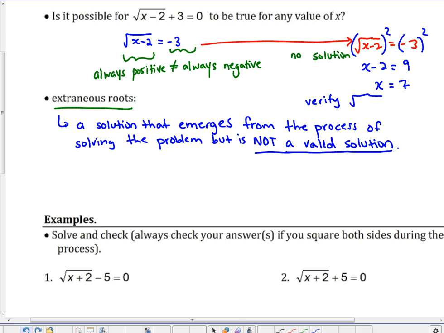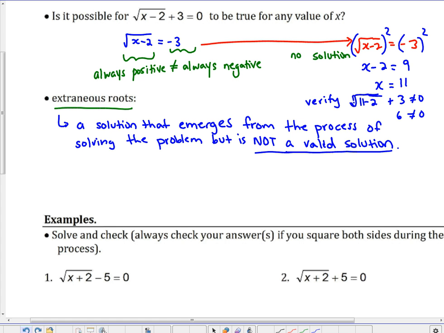Does the square root of 7 minus 2 plus 3 equal 0? Well, 7 minus 2, did I make a mistake? Yes. It would be 11. I can obviously subtract instead of adding. So let's go back here. That should be 11. So the square root of 11 minus 2, what does that give you? 9. The square root of 9 is 3. But 3 plus 3 equals 6. And 6 does not equal 0.